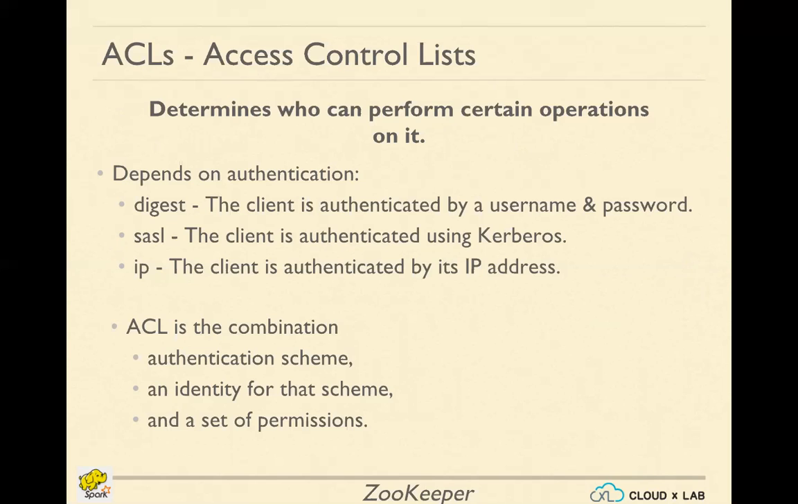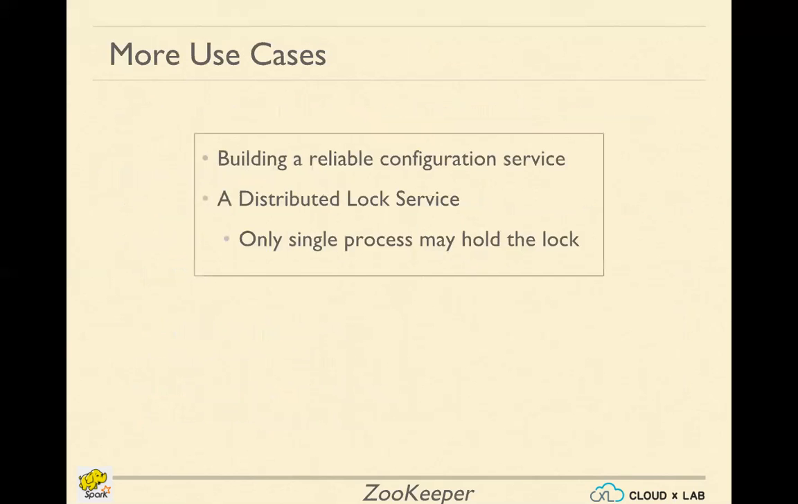Zookeeper provides ways of defining this. In the Zookeeper client itself, you can define these things as an argument while creating a node. Okay. Now, these are a few use cases which we have already discussed. You can also build a reliable configuration service.